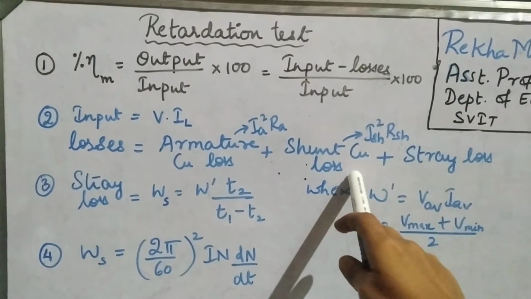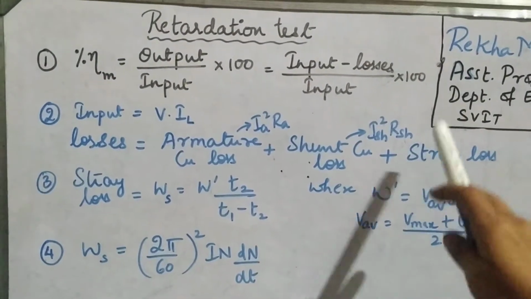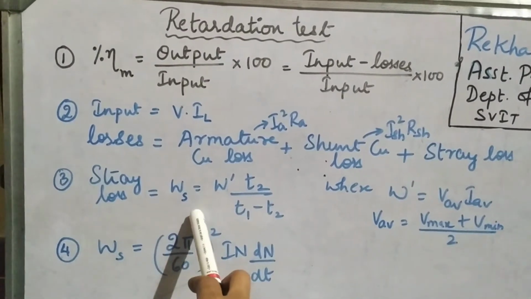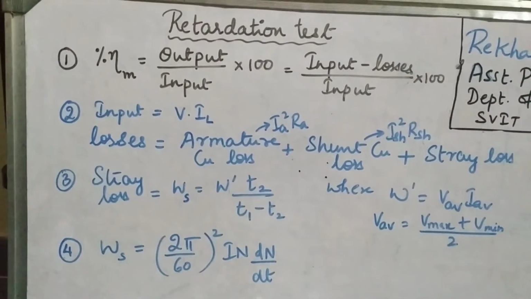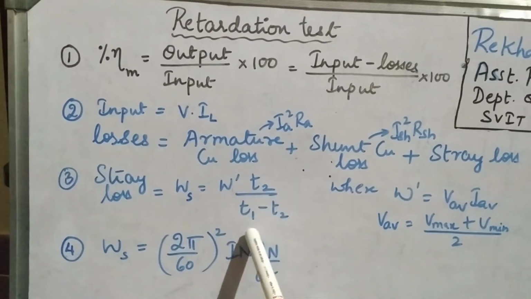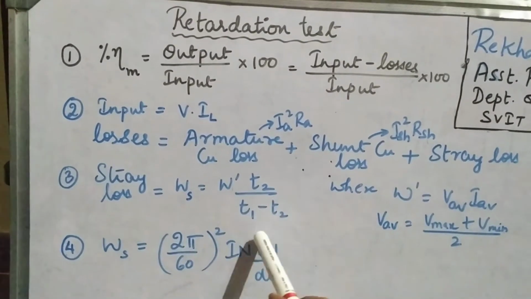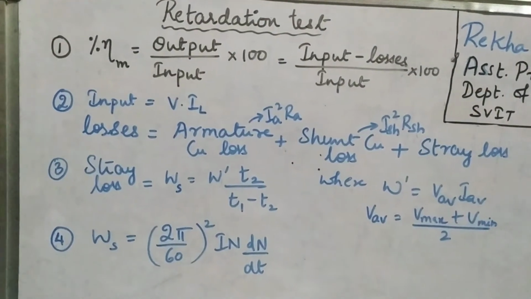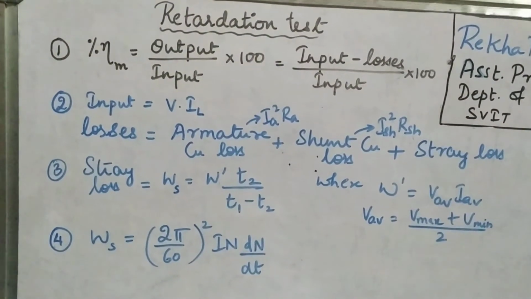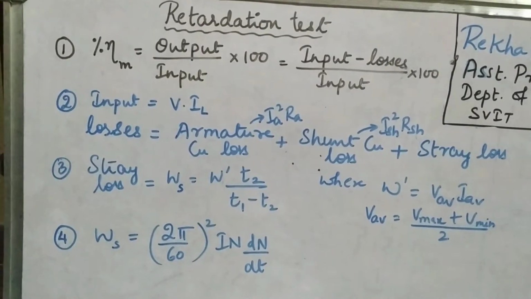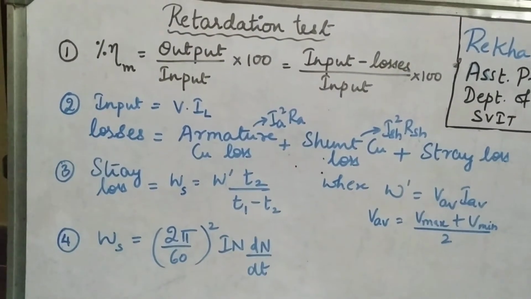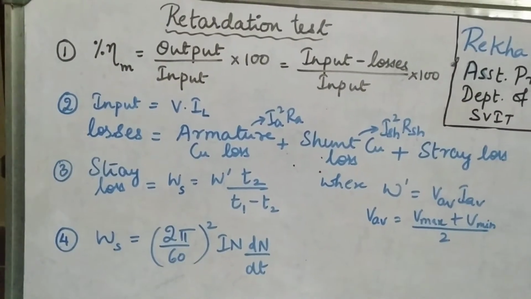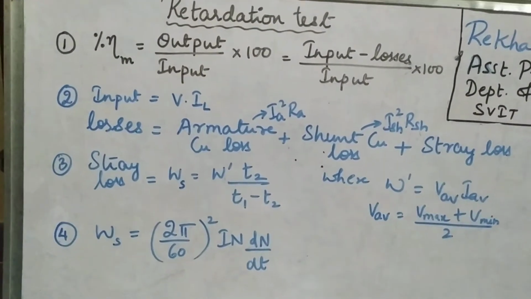Plus the constant loss is nothing but the stray loss. How to find out the stray loss? There is one formula. Stray loss can be determined as W dash into T2 divided by T1 minus T2. These times will be specified in the problem, that is, how many seconds it takes when the switch is opened towards the armature circuit and when it is closed towards the armature circuit. So that time will be specified in the problem.